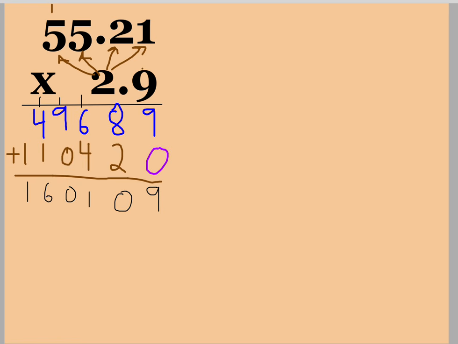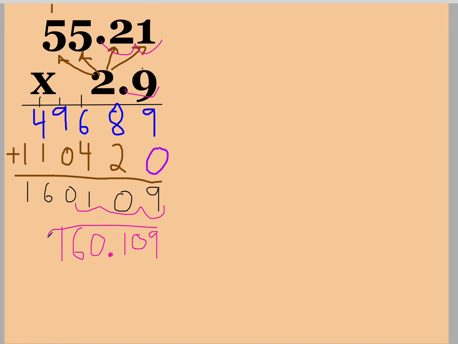Now let's move our decimal over, right? Let's push out 1, 2, 3. Push in 1, 2, 3. I have 160. And let's look at my place value. Tenths, hundredths, thousandths. 109 thousandths.